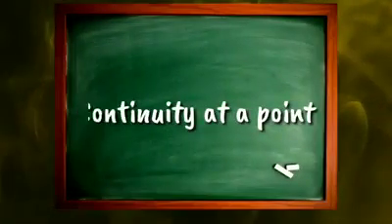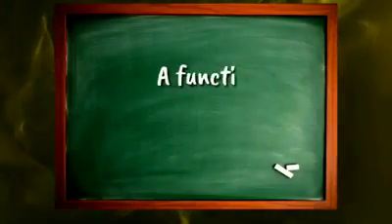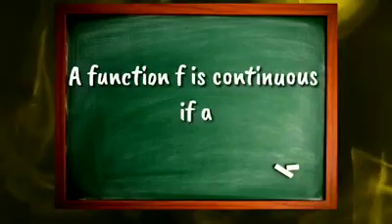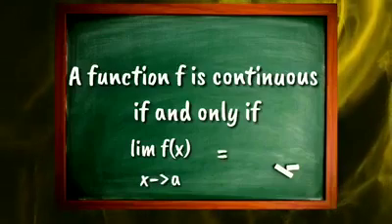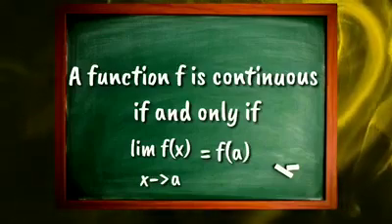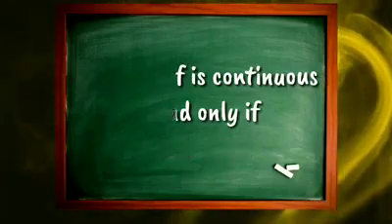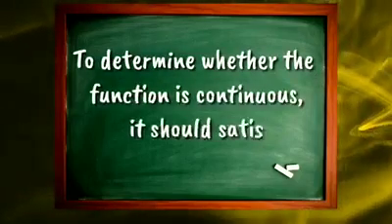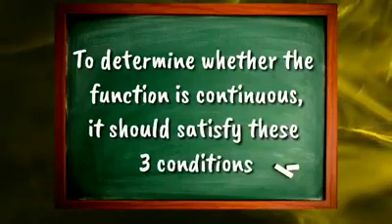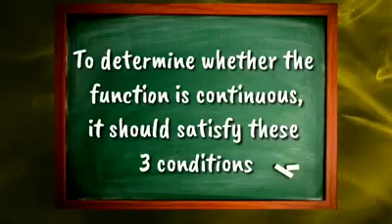Continuity at a point. We can say that a function f is continuous if and only if the limit of f of x as x approaches a is equal to the value of f of a. So, to determine whether the function f is continuous, it should satisfy these three conditions.